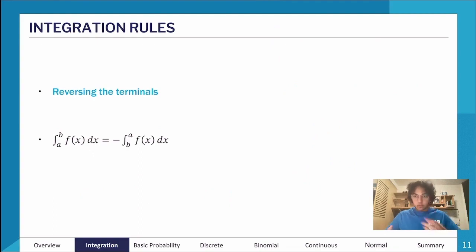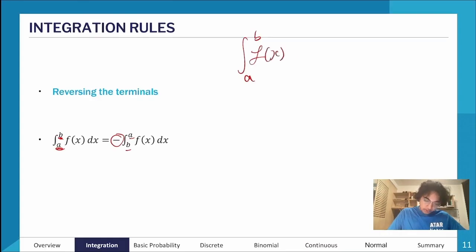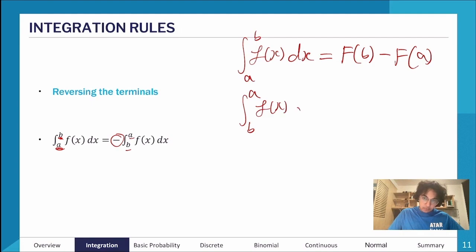Okay, another cool rule is that we can reverse a terminal. If I'm taking an integral from a to b, so the starting value is a and we're ending up at b, that's the same as taking an integral from b to a, but with a negative out the front. How can I show this? It's all to do with the fundamental theorem of calculus again. So a to b of f of x, like I said earlier, is equal to capital F of b minus capital F of a. Now, if I do the same for b to a of f of x, that's just equal to F of a minus F of b.